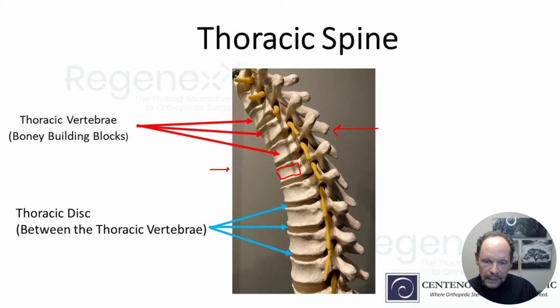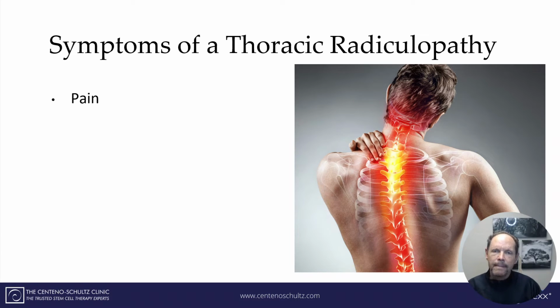And if you see here, there's kind of a keyhole. The keyhole is very, very important because it's through this keyhole that the nerves exit the spine and go to their final destination in the body. So the major symptoms of a thoracic radiculopathy are pain, typically a burning pain. It also can refer along the distribution of the nerve. It can be across the chest, into the abdomen, down into the lower extremities.